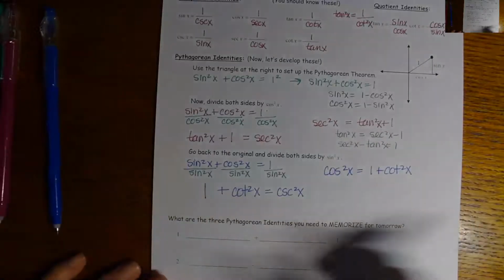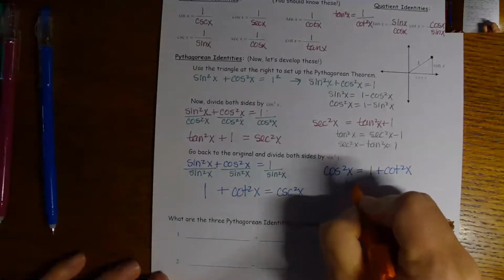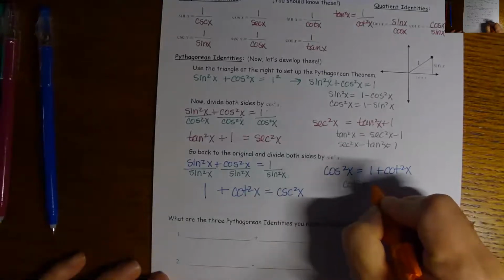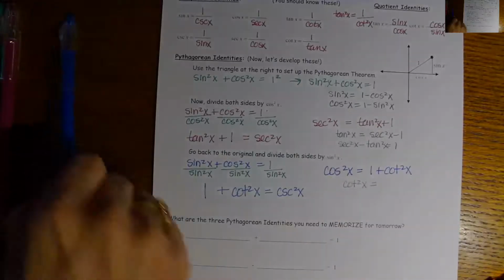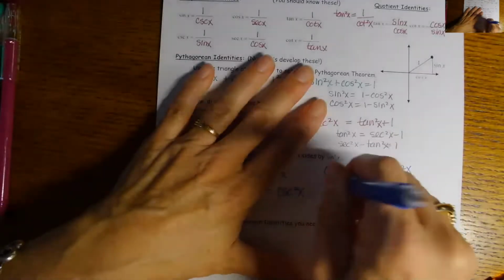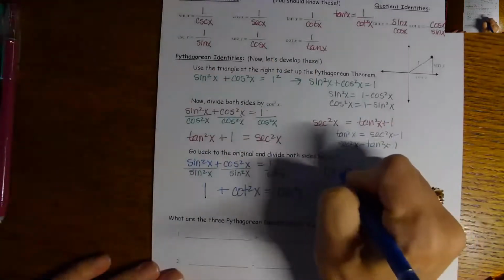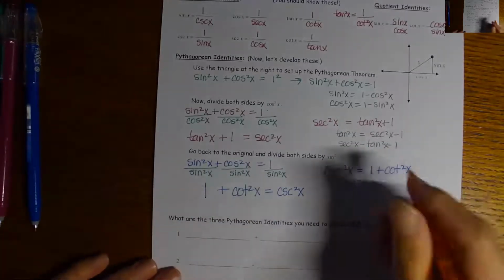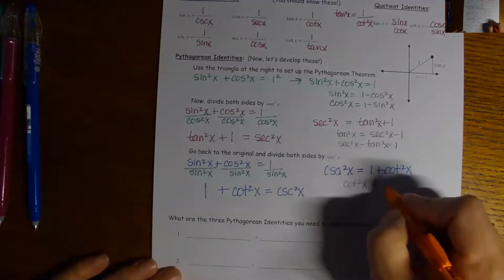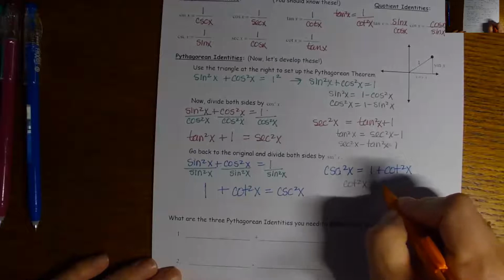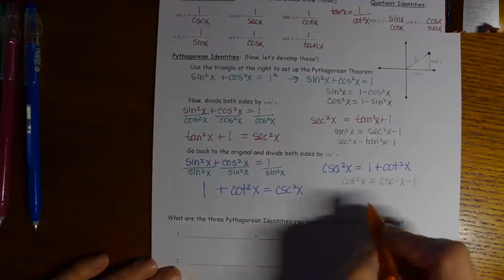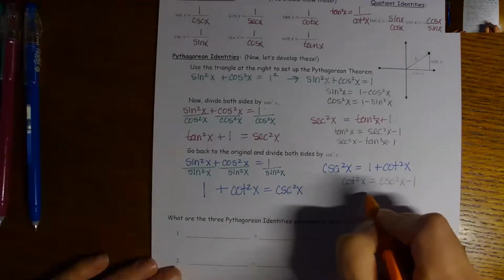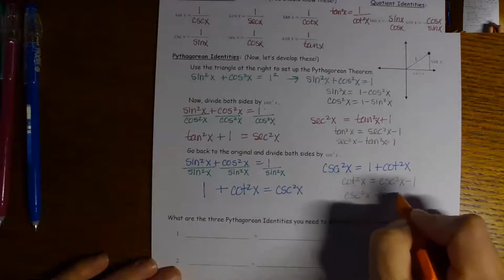Now, can you rearrange this? Could you get cotangent by itself? What does cotangent squared x equal? Oh, what did I do? I'm talking and I wrote cosine instead of cosecant. There we go. What is cotangent equal to? Scoot the 1 over. What would it be? And then could you get them both on the same side? Cosecant squared x minus cotangent squared x equals 1.